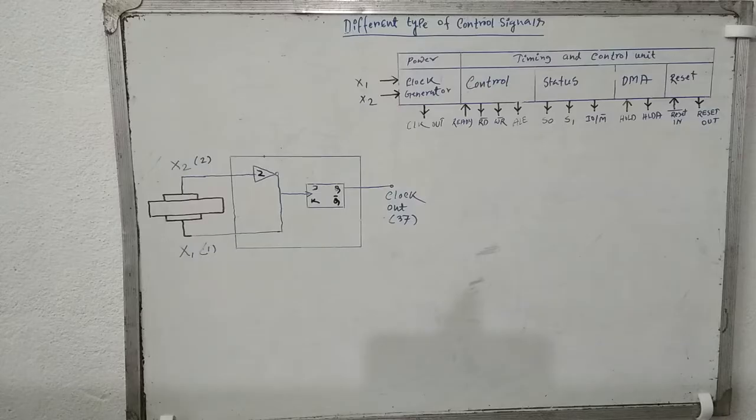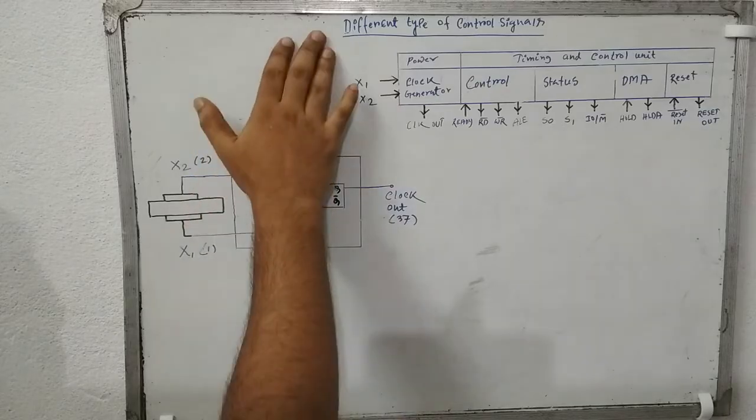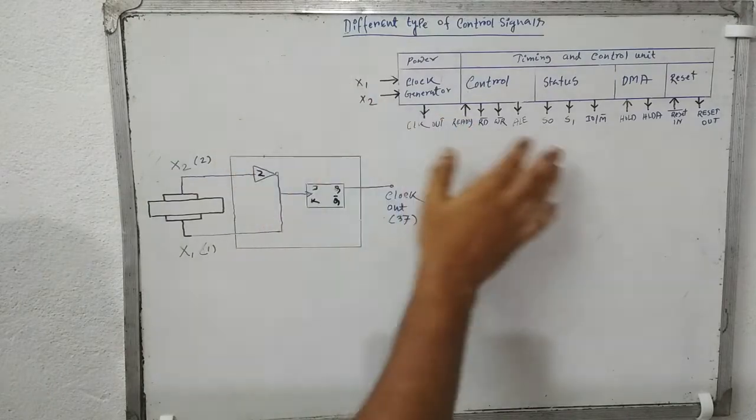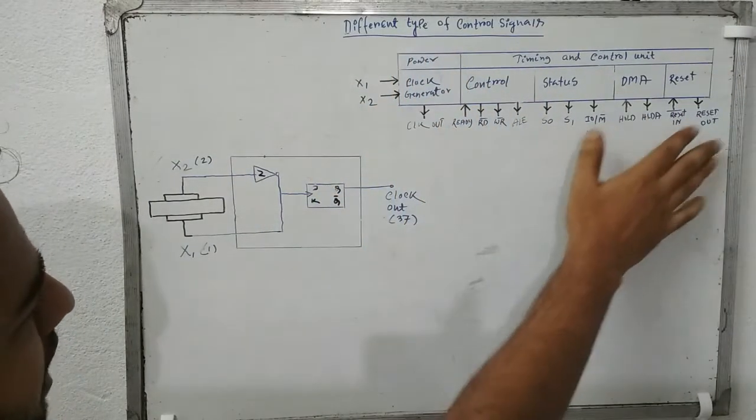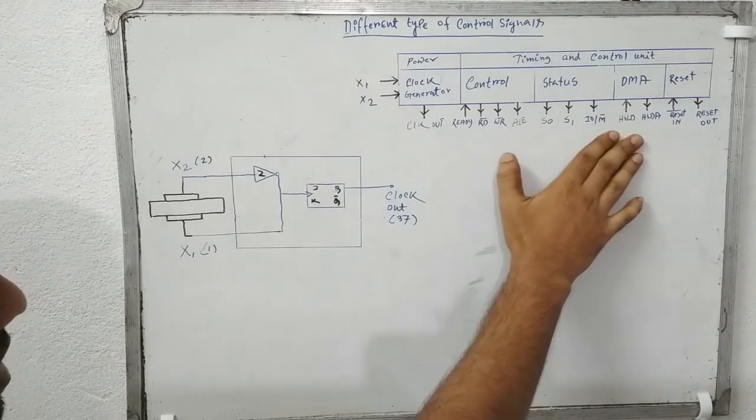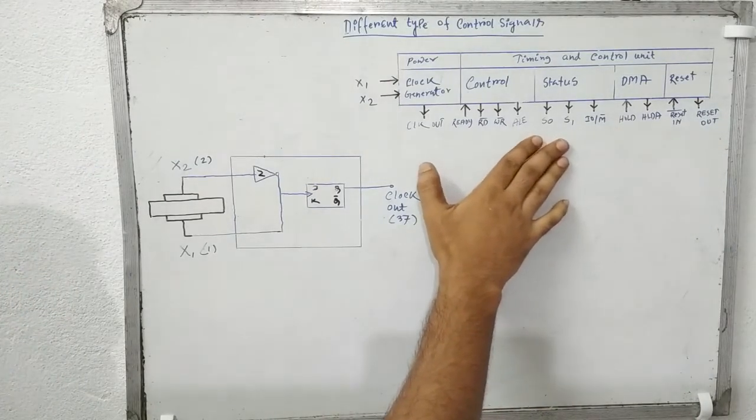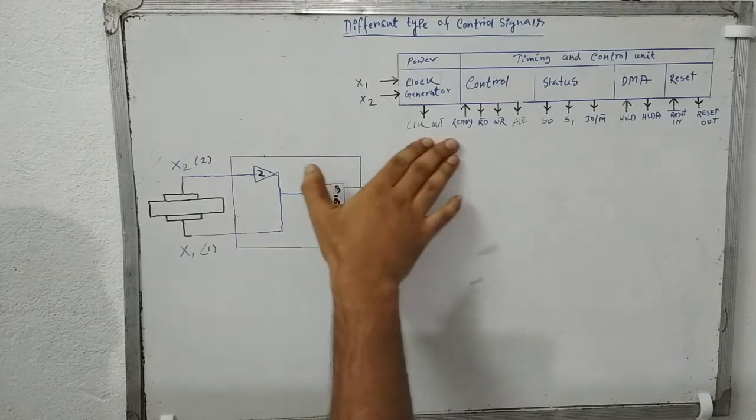Hi everyone, today we will talk about the different types of control signals. I have drawn the timing and control unit that you can see over here, and all the control pins, the hardware pins which release the control signals, are connected over here.